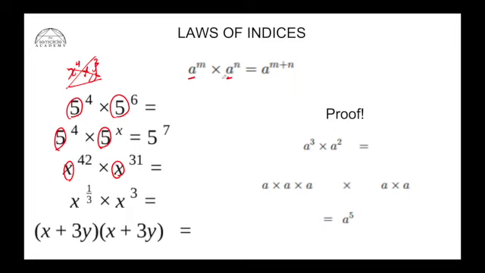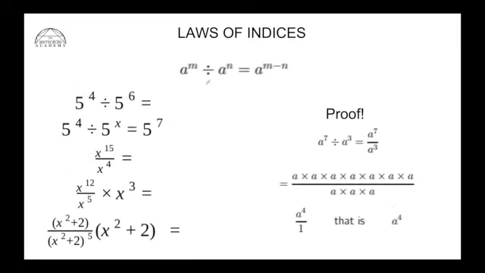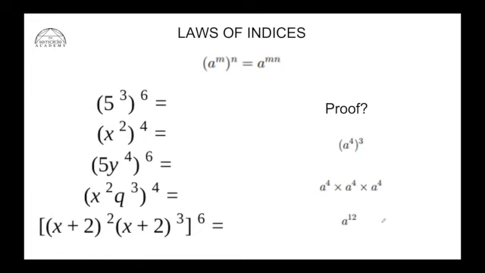And if your bases are the same, when you're multiplying, you add your indices. And this is the proof. Remember, we proved all of them, right? If you're dividing, you subtract your indices. And this is the proof. Yeah? If you have something to a power, and that is in brackets to another power, you multiply your indices. And this is the proof as to why you multiply your indices. Alright?